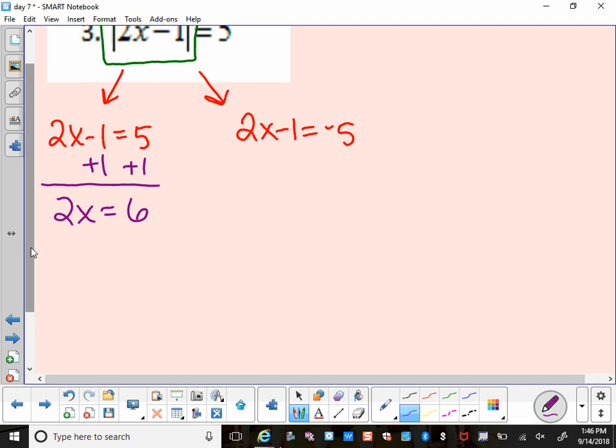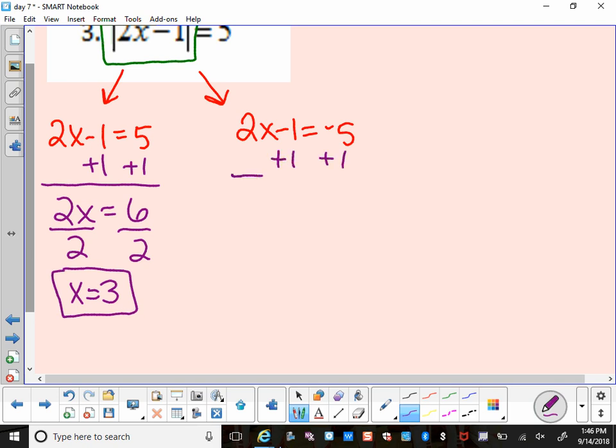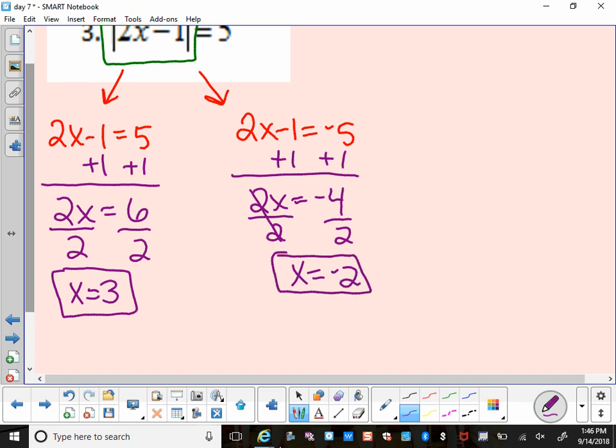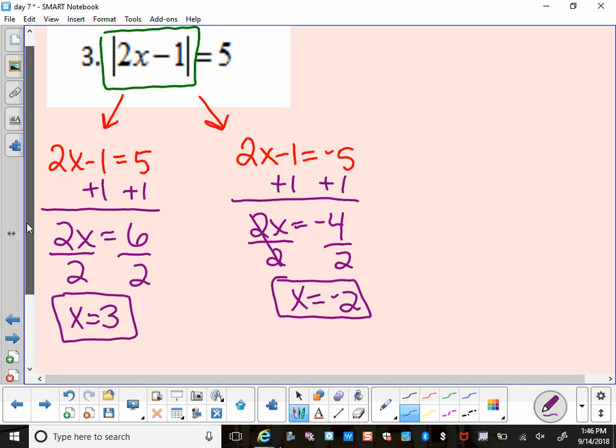Now what? Divide by 2. So x is equal to 3. My other answer, x is equal to negative 2. So 2x equals negative 4. We divide by 2, and we get negative 2. Any questions on this so far?